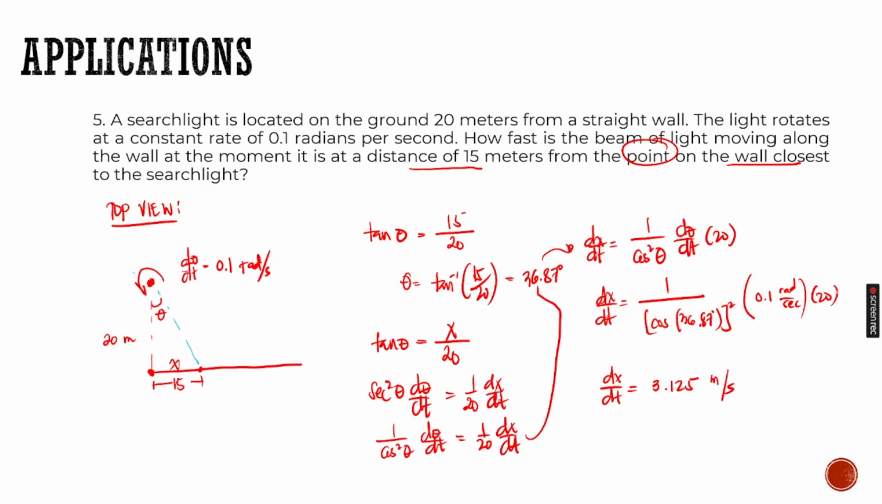Kasi ito meters na to eh. Meters na to. So that is rad times meter, that is meter. Kasi yung rad, unitless yan. And second will be, copy lang natin. Okay? So this is basically your answer for this problem.